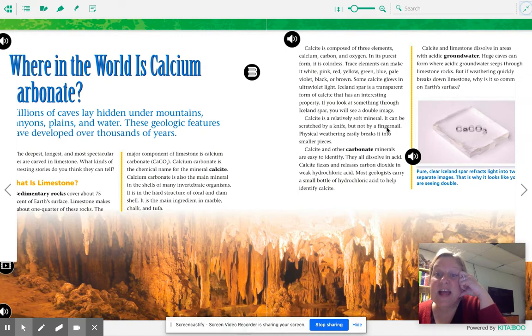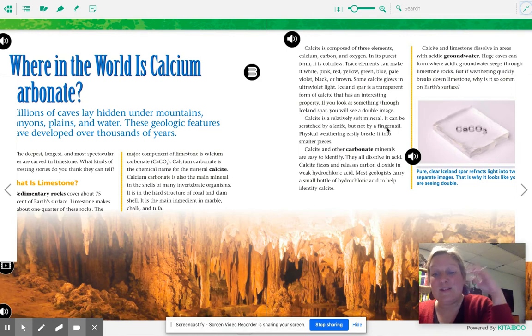Calcite fizzes and releases carbon dioxide in weak hydrochloric acid. Most geologists carry a small bottle of hydrochloric acid to help identify calcite. So they take the hydrochloric acid around and they can put it on the rocks. And if there's a reaction, that means limestone is part of that rock.